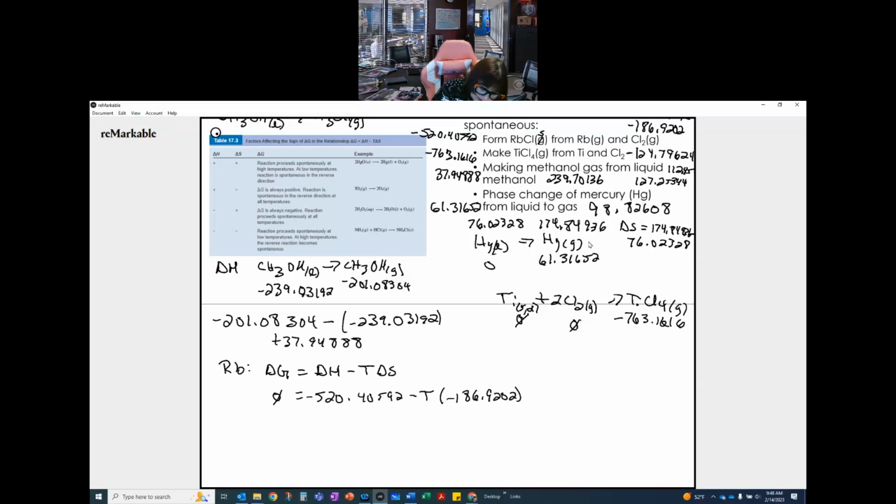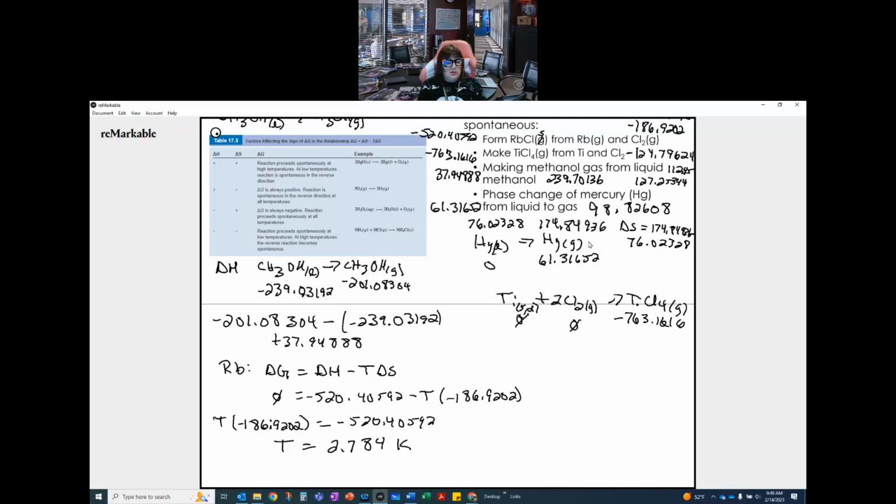So I need to isolate the T. So I'm going to move the T to the other side. T times the negative 186.9202 is equal to the negative 520.40592. And then I can divide both sides by this negative 186. So I take my negative 520, divide that by the negative 186.9202, and that gives me my temperature is 2.784, and that's in Kelvin.